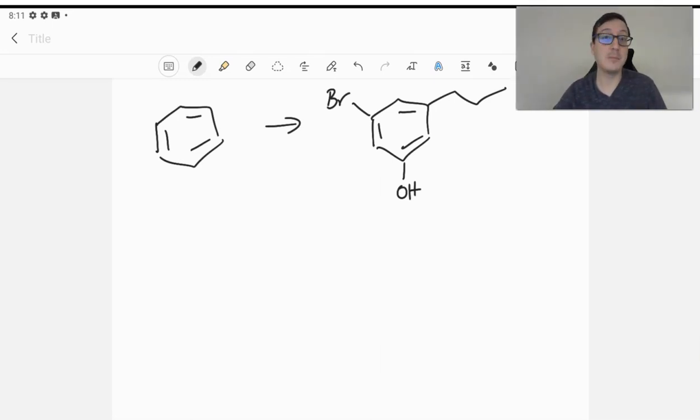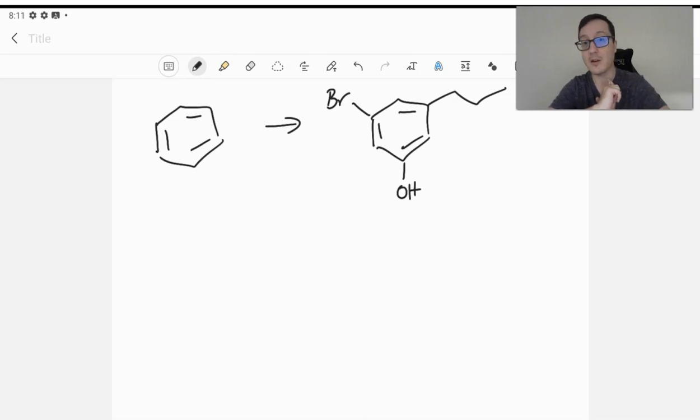Synthesizing polysubstituted aromatic compounds. When we're looking at this, we have two things to think of. Number one, how did we even put this on the benzene? What reagents did we need to use, in what order, to actually put these groups on? Secondly, how are these groups related to each other in their regiochemistry?